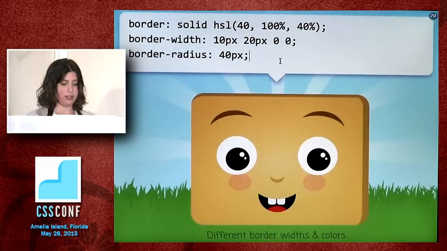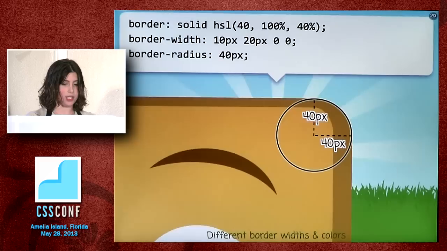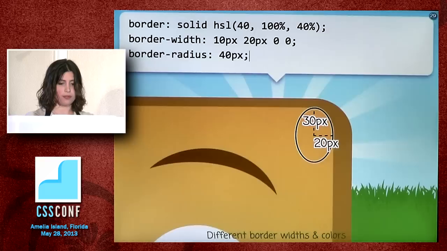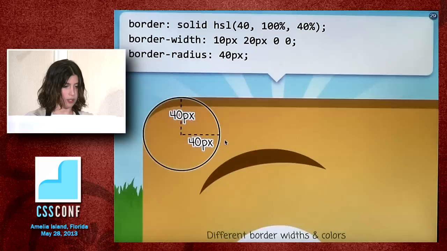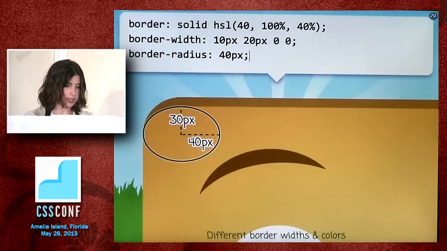So if you notice here, I've specified a regular border radius, just a part of a circle, and you can see that it works fine for the outer edge, but the inner edge is an ellipse. It's part of an ellipse, it's an elliptical curve. And there's the same thing here. The outer radius is 40, which is part of a circle, but the inner one is an ellipse, which is something we may or may not like.